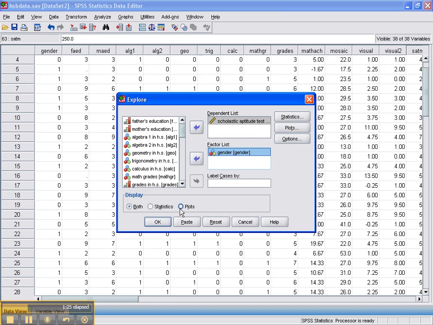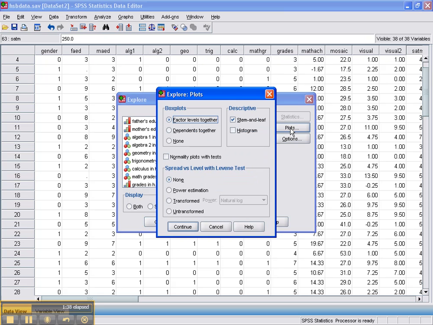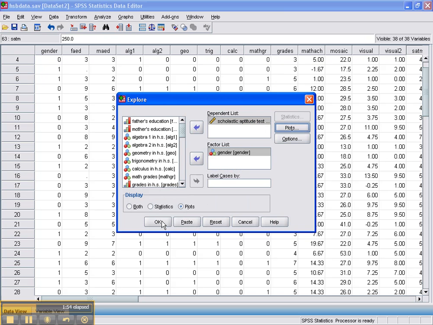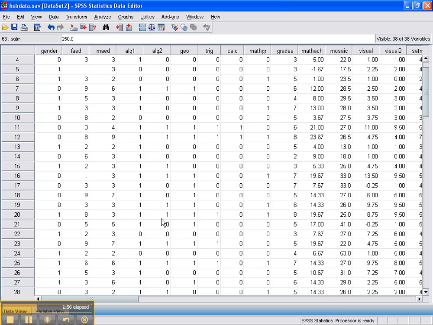Now here we just want plots. Because if you select both, you're going to get a lot of additional data. We're just not interested in that right now. Right now, we just want plots. Select plots. Then select plots here. And we're going to deselect descriptive because we're not interested in that. We're interested in box plots. Everything else is fine. Leave it at the default. Continue. And then OK.